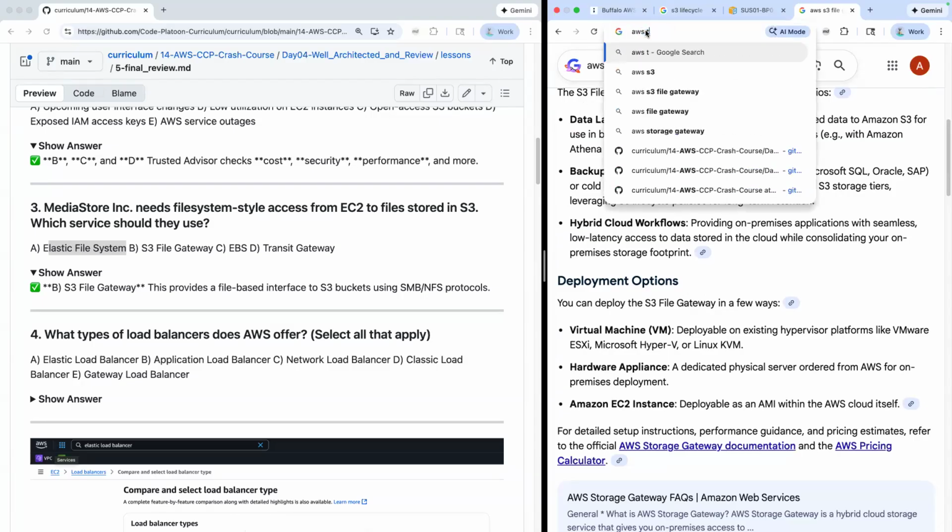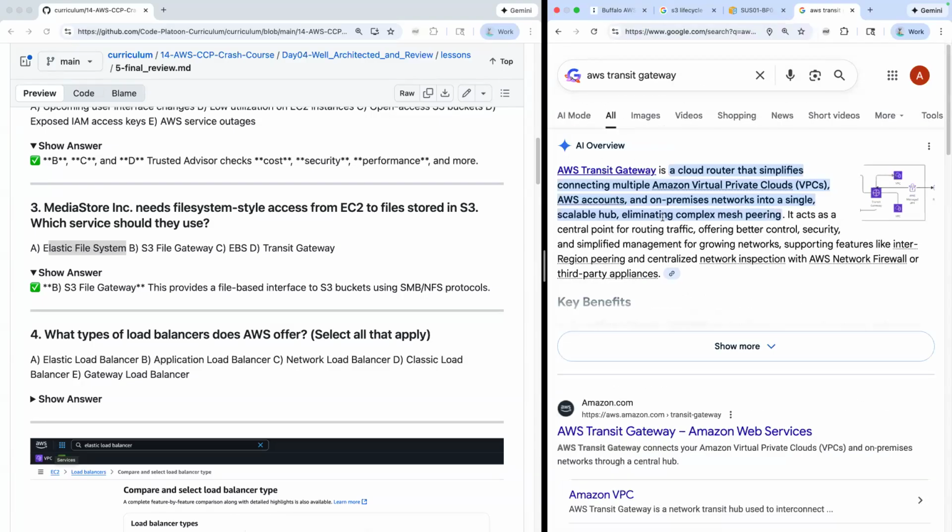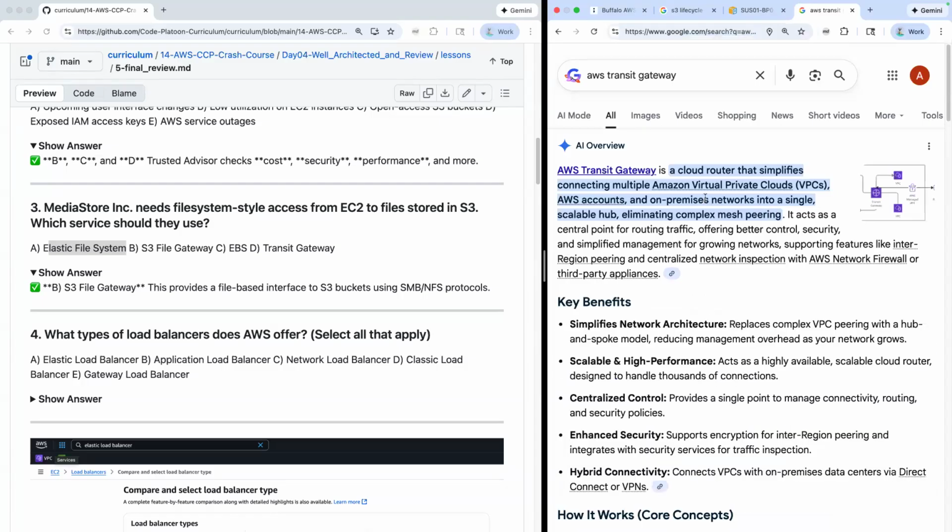And if we search AWS Transit Gateway, we see that this is, as you pointed out, completely different. A cloud router for connecting multiple Amazon virtual private clouds. Yeah, good job, man, and thank you.